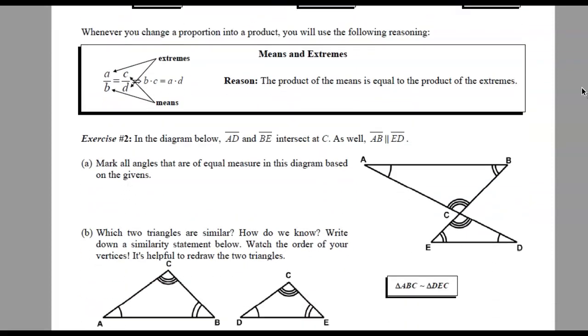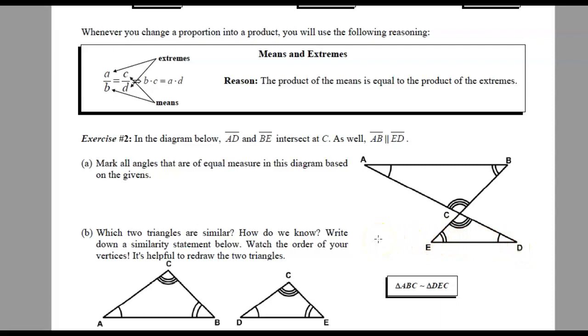In exercise 2, the diagram has lines AD and BC and BE intersecting at point C, and they are. We also have parallel segments AB and ED. So because of those given pieces of information, we can mark our vertical angles, we can mark our two alternate interior pairs, and we have our diagram marked up for similarity.